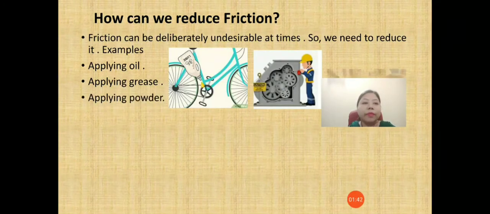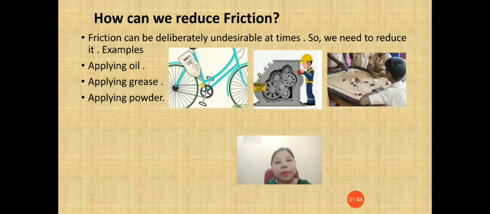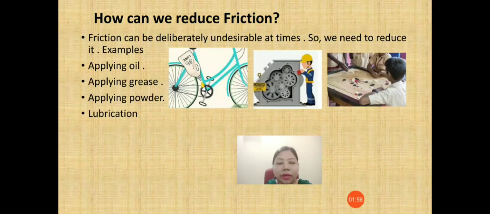Applying powder. In a game of carom, you might have seen that people apply powder and reduce friction so that the coins can move on the carom board easily. Lubrication. Lubrication is the process of applying oil or grease to reduce friction.